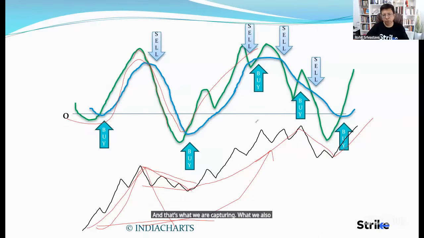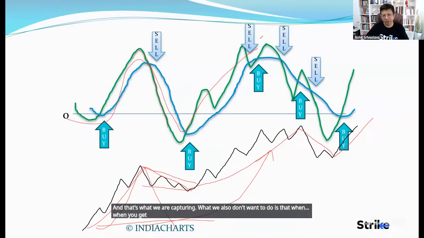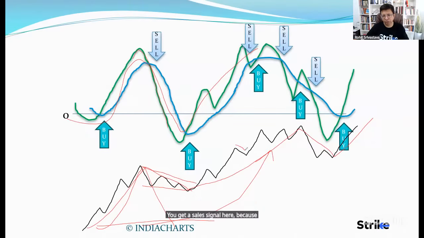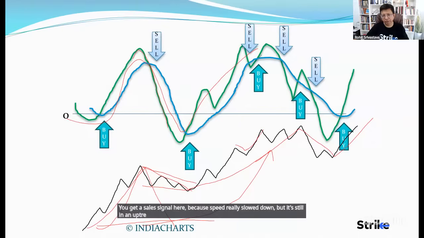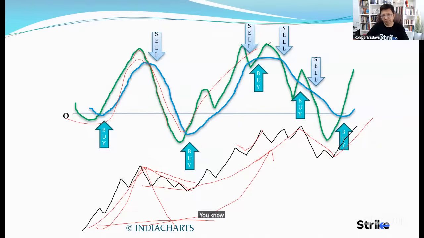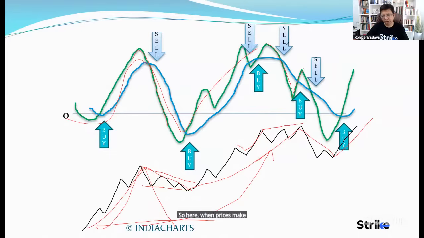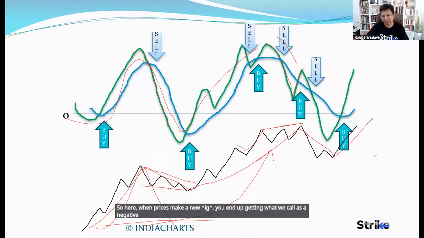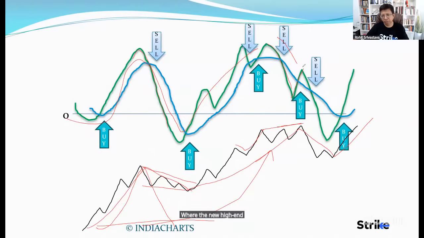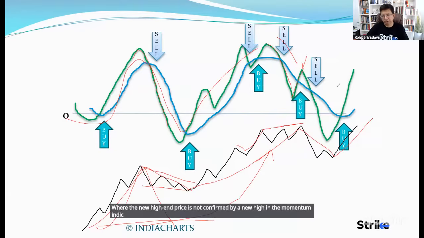What we also don't want is that when you get this kind of extended move, you start getting divergences. You get a sell signal here because speed really slowed down, but it's still in an uptrend. So it gave a buy signal again. And then after that, momentum really fell because prices are going slightly sideways, but we are still making new highs. So when prices make a new high, you get what we call a negative divergence, where the new high in price is not confirmed by a new high in the momentum indicator. We've learned that this is a forewarning of a potential correction, but just getting a sell after that doesn't always mean it's going to go down.